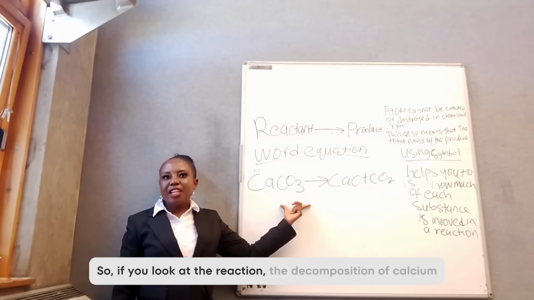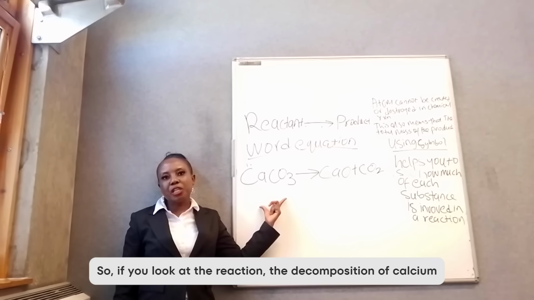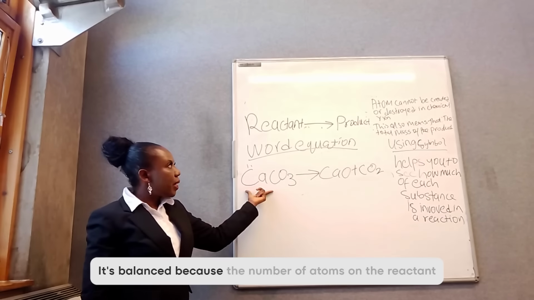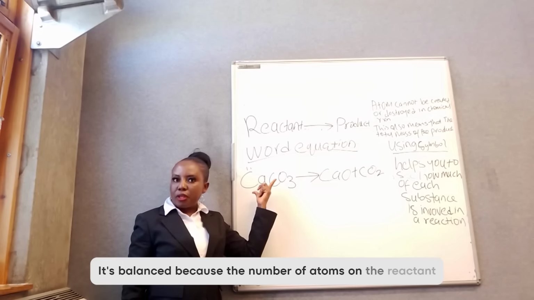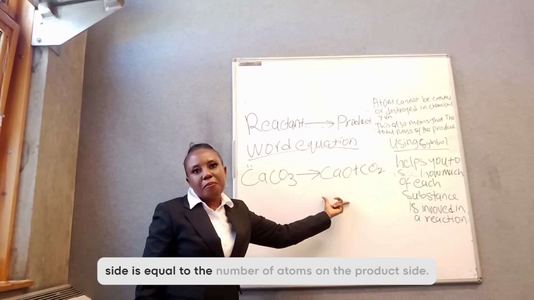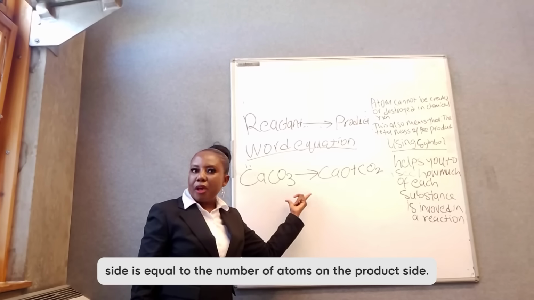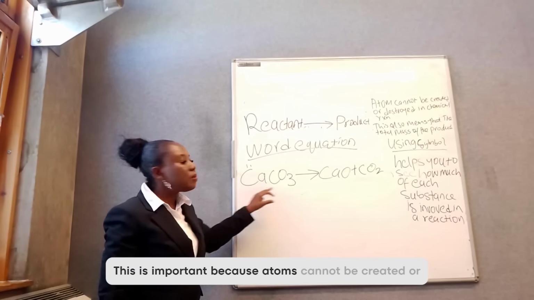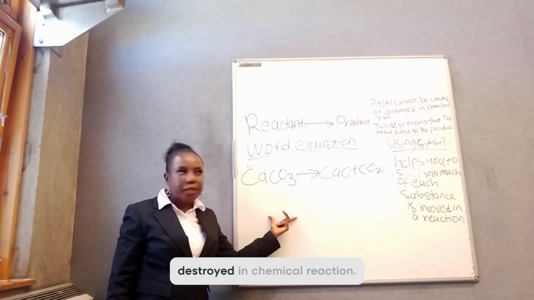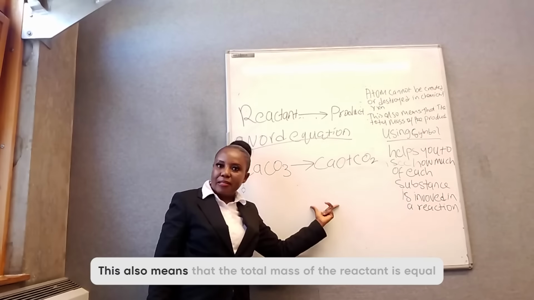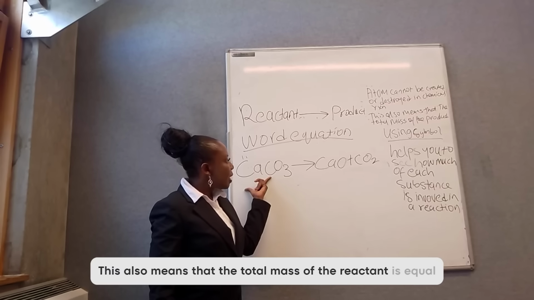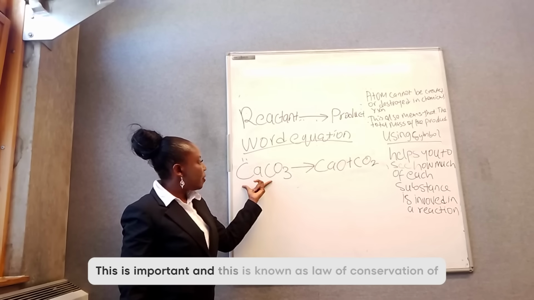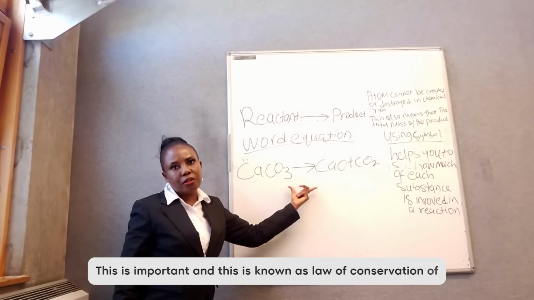If you look at the reaction, the decomposition of calcium carbonate, you will see that this equation is balanced. It's balanced because the number of atoms on the reactant side is equal to the number of atoms on the product side. This is important because atoms cannot be created or destroyed in a chemical reaction. This also means that the total mass of the reactants is equal to the total mass of the products formed. This is known as the law of conservation of matter.